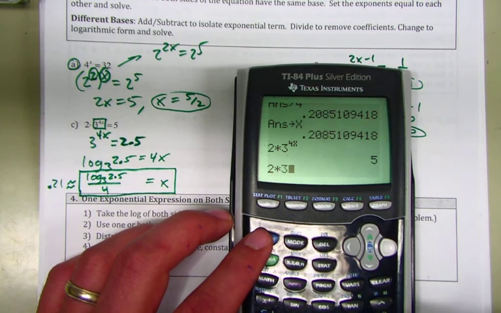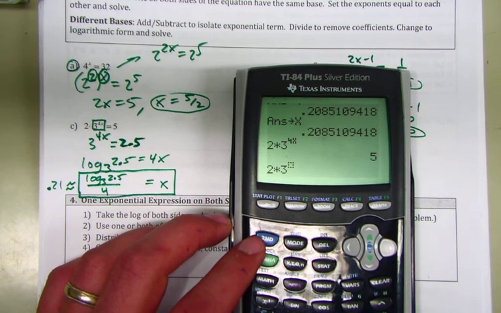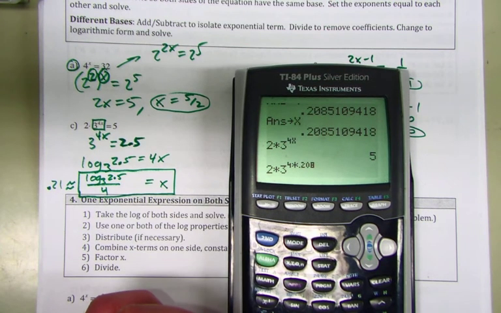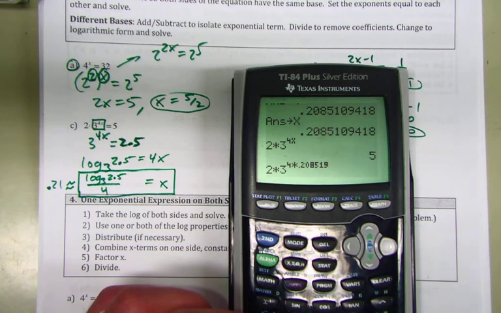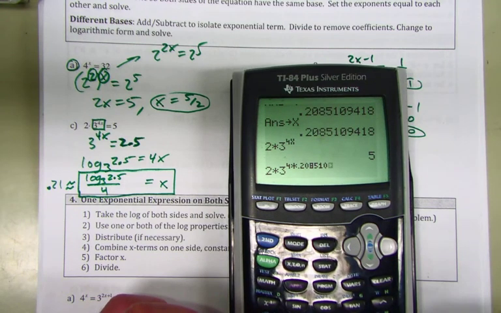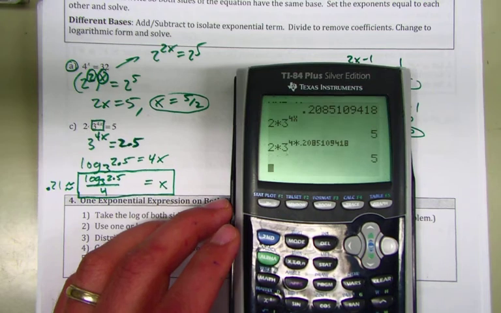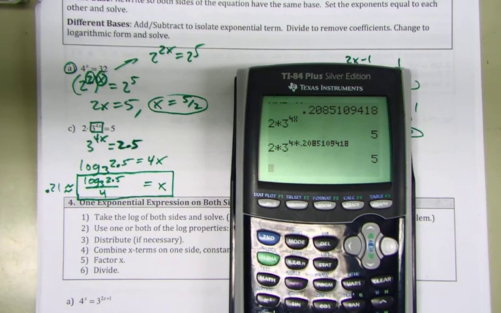2 times 3 to the, I can't believe you guys are making me do this. I'm just saying. 4 times, let's see, 0.208, 519. Nope, I screwed up already. 208, 510, 9418. You all asked for too much.